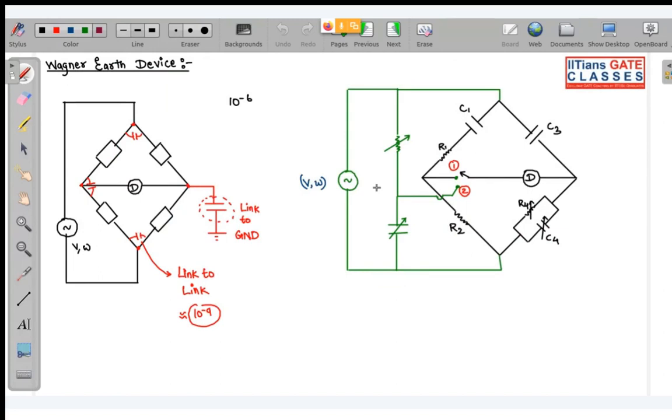So Wagner Earth device, it is basically used to do what? It is used to discharge the value of stray capacitance. So I will write it over here.